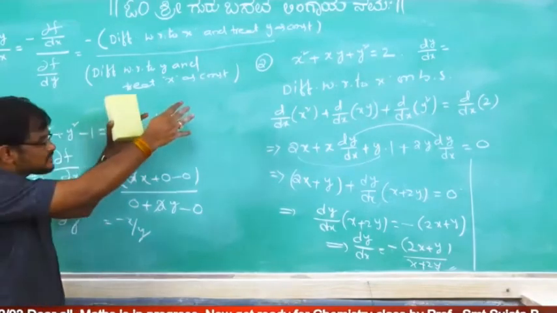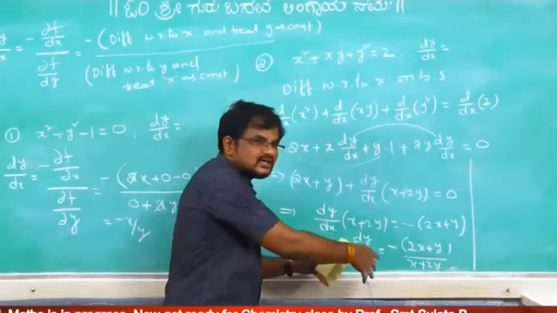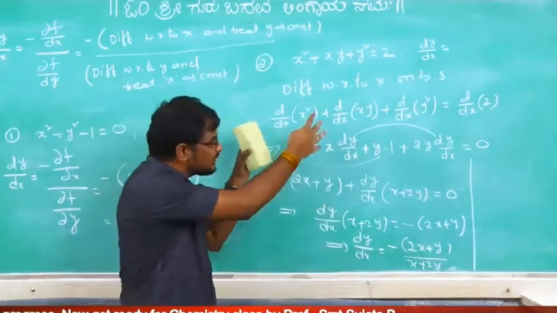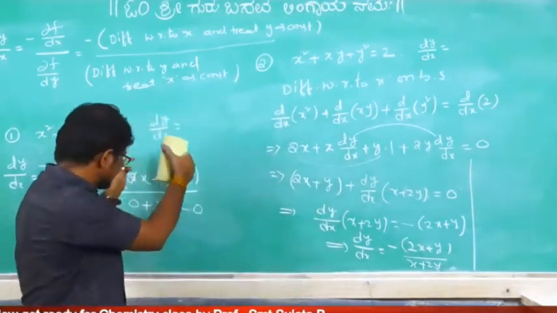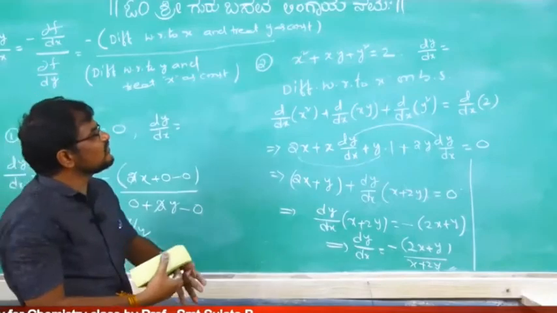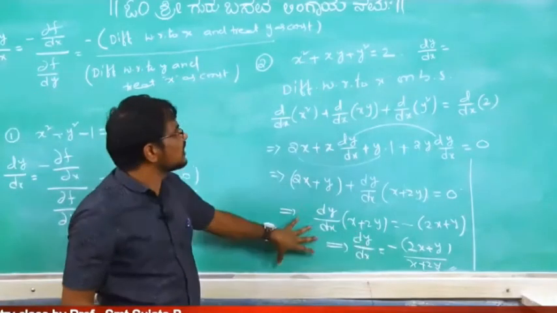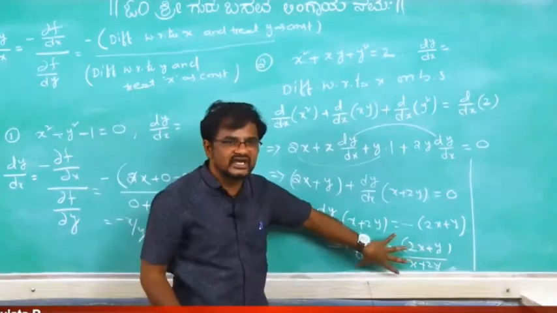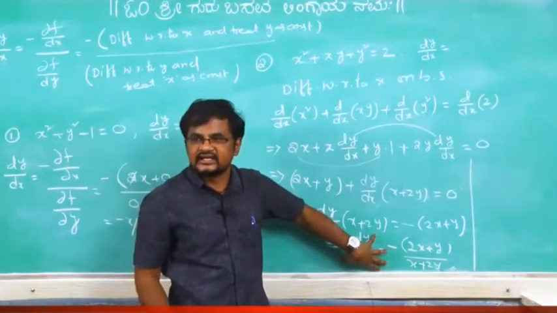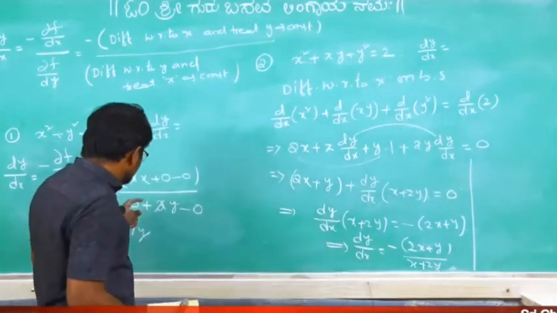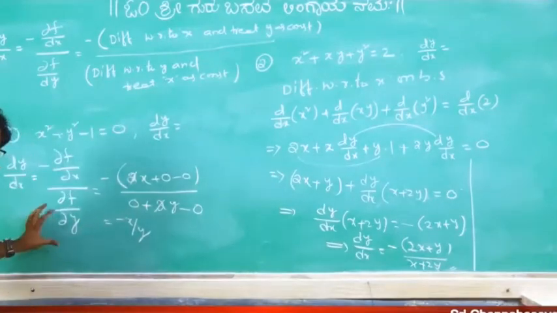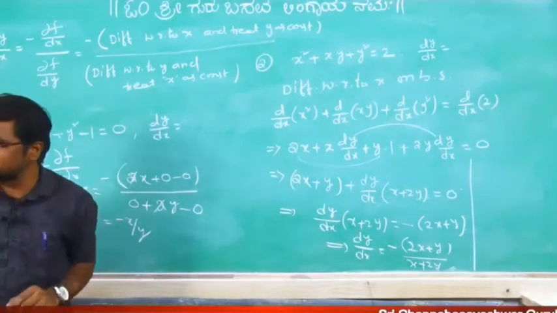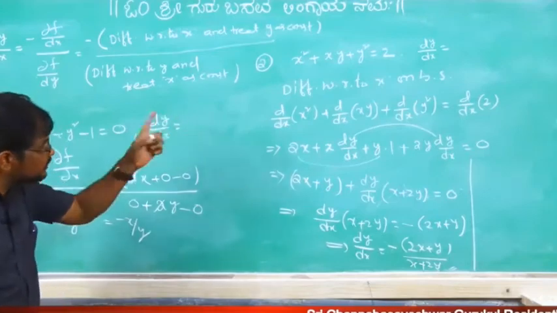So this part is for the board, means the theory part, and this is for the entrance part. In theory we will definitely follow it like this: differentiation with respect to x, simultaneously differentiation, and find dy by dx. But in entrance exams, if you do it like this, then within one step you can directly identify the answer.